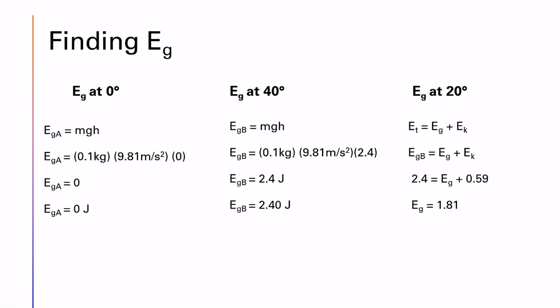I found Eg using the Eg equals mgh formula when the pendulum was at 0 degrees and 40 degrees using the mass 0.1 kilograms and the associated heights at these points. At 20 degrees, the pendulum had both height and speed, so there was Eg and Ek. I set up E total equals Eg plus Ek, using the value of Eg at my extreme point to be E total, since energy was purely Eg there. I used the value Tarj found for Ek to solve for Eg.